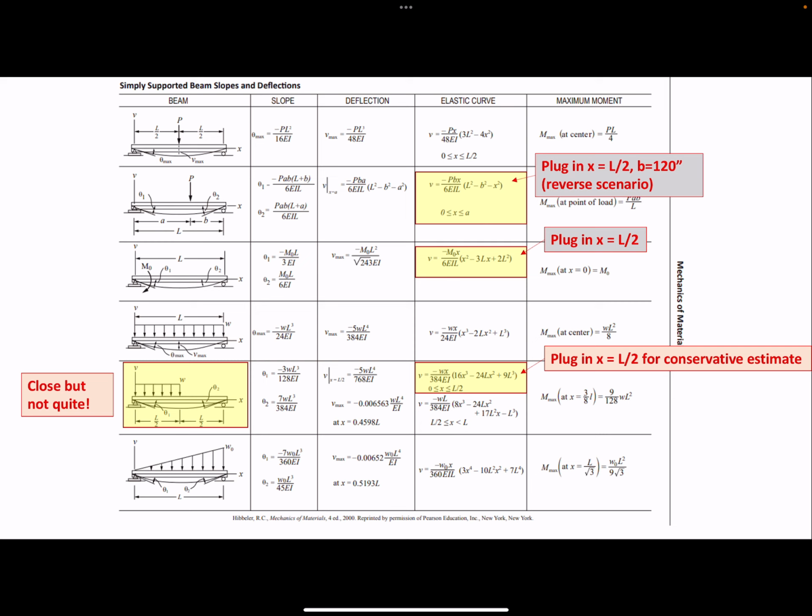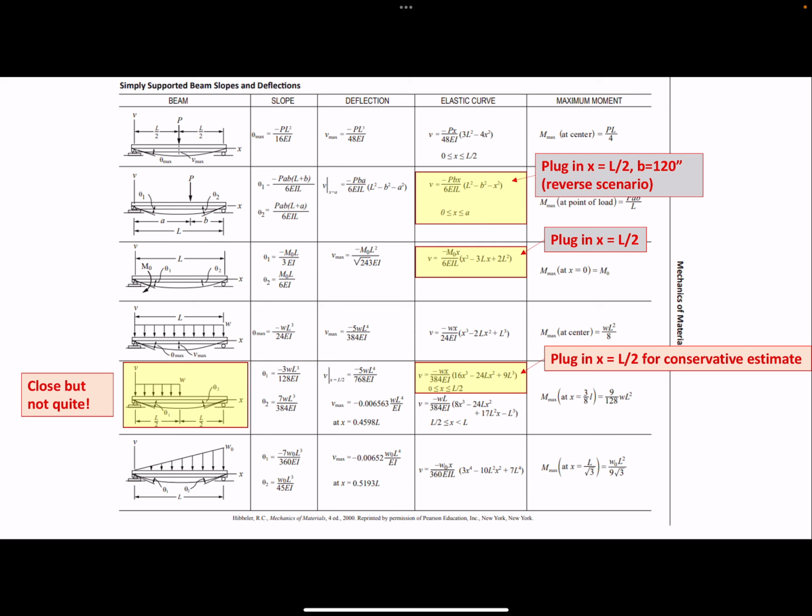And then for the moment, same thing. You find the beam that fits and the load scenario that fits what you're looking at. Use the equation. Here it's pretty straightforward. You can just plug in x equals L over 2. Because it's a simply supported beam, it doesn't really matter which side the moment is applied since it's at the support.